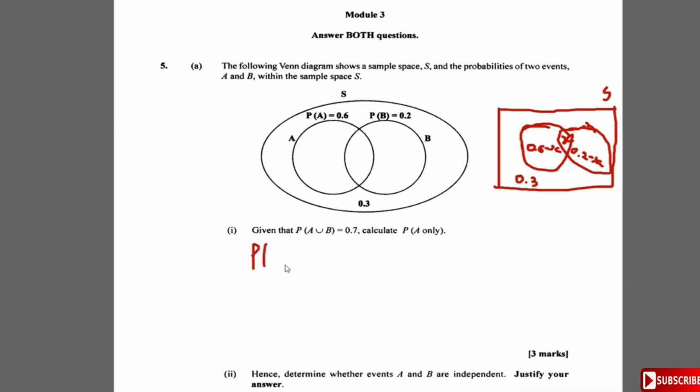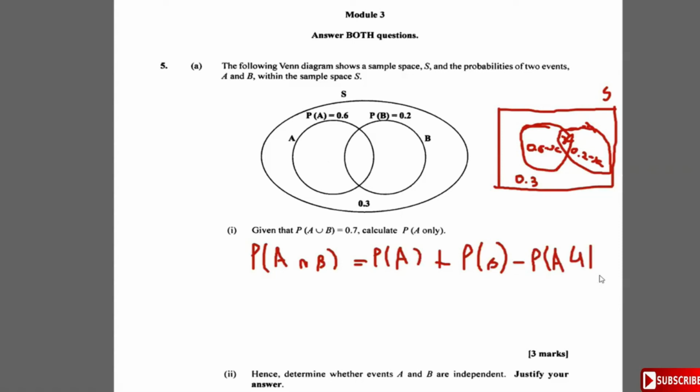probability of A intersect B is equal to the probability of A plus the probability of B, minus the probability of A union B. And so the probability of A is 0.6, plus the probability of B is 0.2, minus the probability of A union B, which is 0.7. So that's 0.6 plus 0.2 is 0.8, minus 0.7 is 0.1. That's the probability of A intersect B.